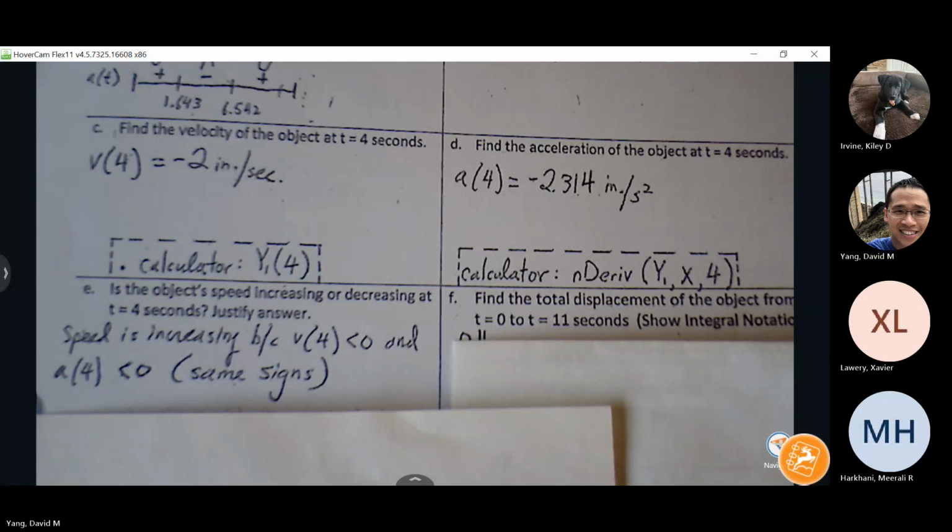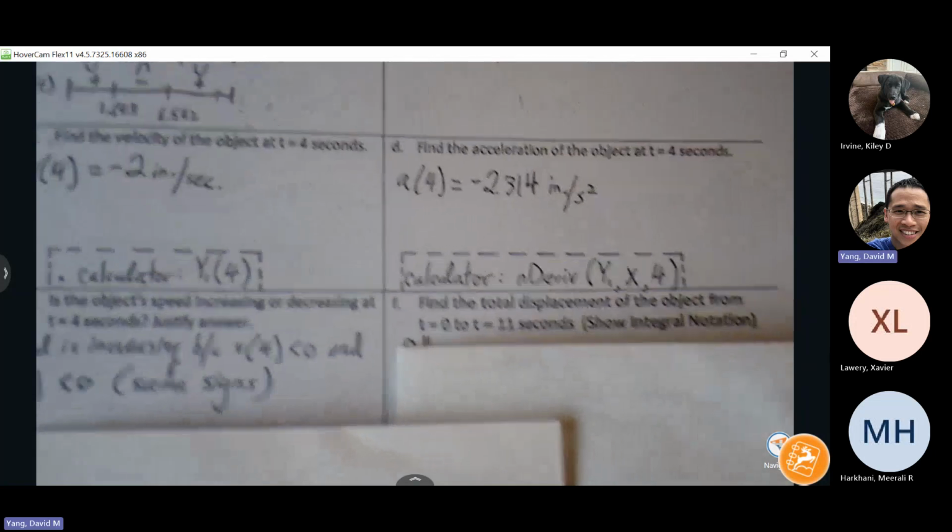Yeah. We have to put like 0, they have the same sign. I'll be more specific than they. So yeah, you can say that velocity and acceleration have the same signs at t equals 4. You can write it that way.